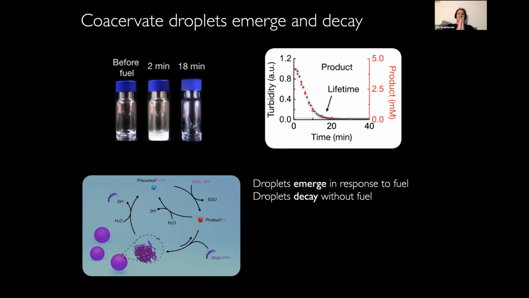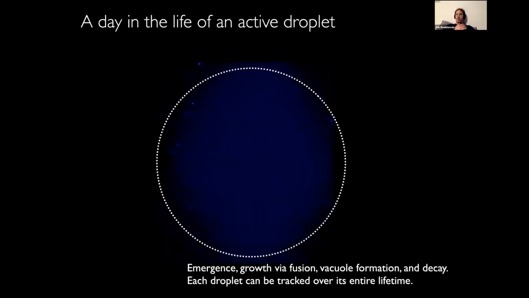So that also means that there's a very strong correlation between the molecules that are forming the droplets and the turbidity, the evidence of the droplets. So what do we see? We see that the emulsion emerges in response to fuel, and it decays without fuel. And then we grab a microscope and we have a look at what's going on.